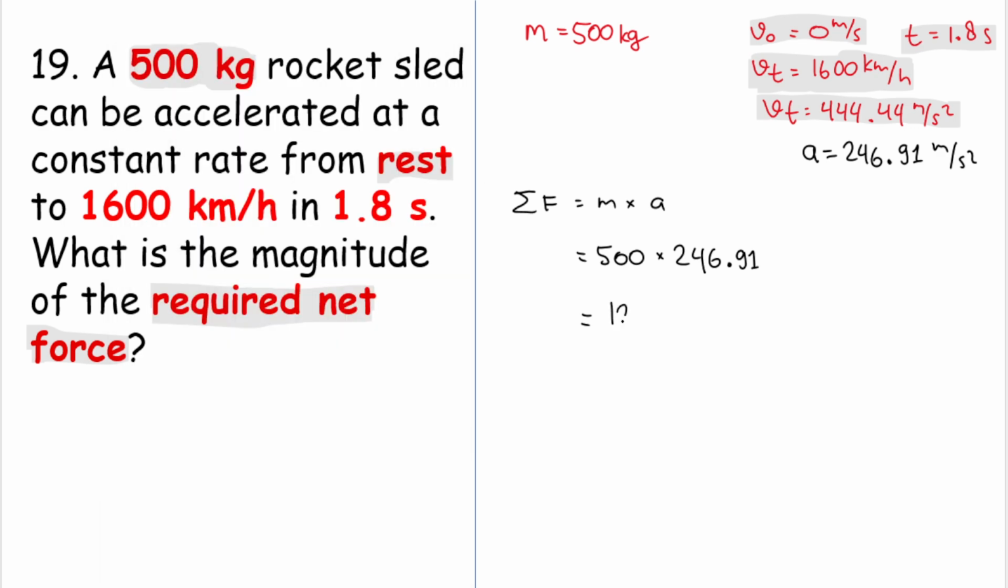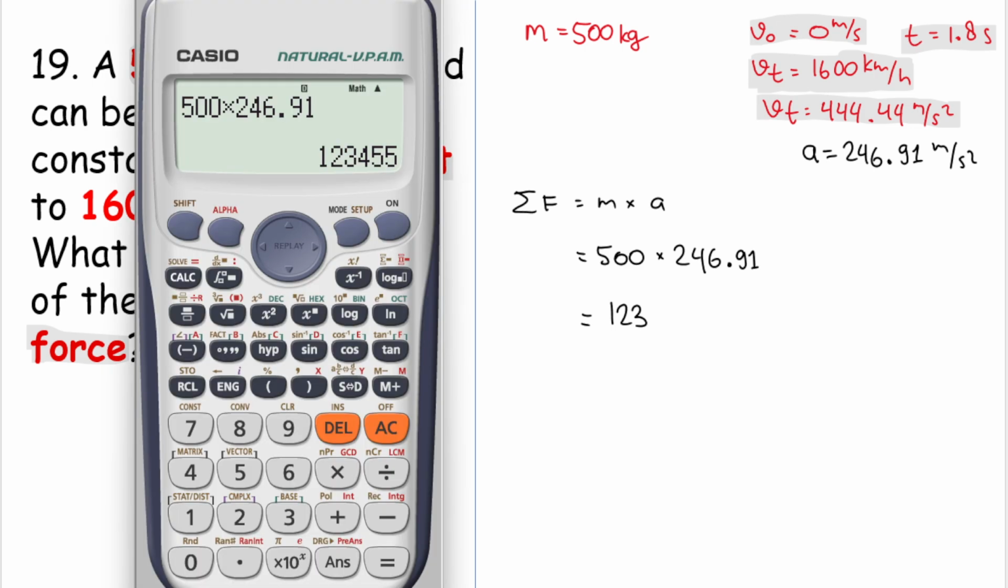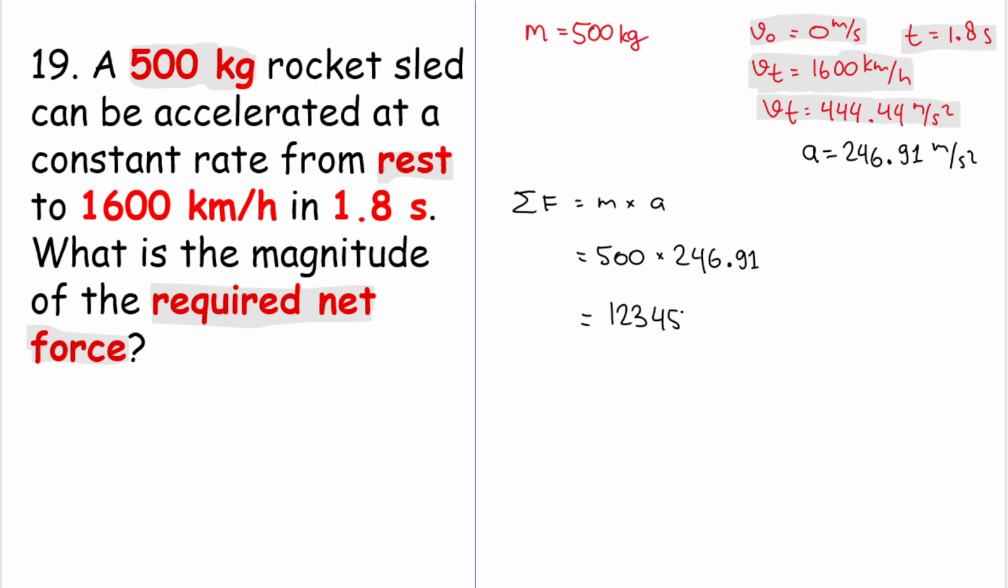Okay, I have 123,455. The unit here will be in Newton, or we can rewrite that as 123.455 kilonewton. And that will be the required net force for the rocket sled that can be accelerated in that manner. Okay, and I think that's all for this problem.